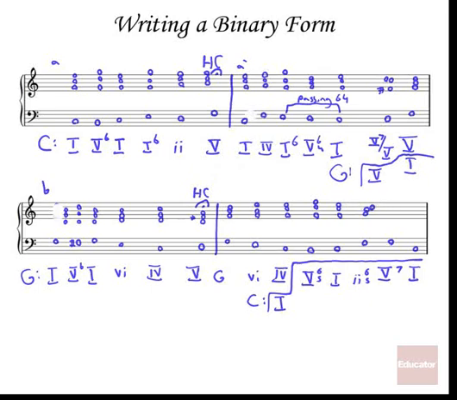And now this seventh is going to resolve downwards to the B in this 5-7 chord, and the D will jump up to the F, and the A will go down to G. And now all we have to do is again resolve the seventh and the leading tone and carry the G over. And so we're back in C major, and this completes our binary form skeleton.